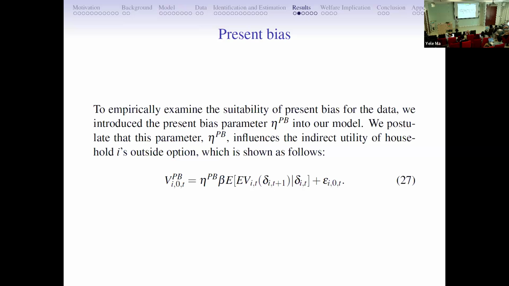Present bias means that when households form their value function, they further discount their future utilities by another discounter, that is eta PB here. So with such a decision mechanism, households will usually procrastinate their decision. So one would expect to witness a higher bunching size before the deadline. Okay, that's about the present bias.